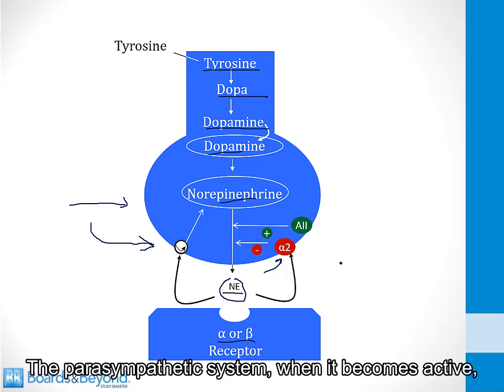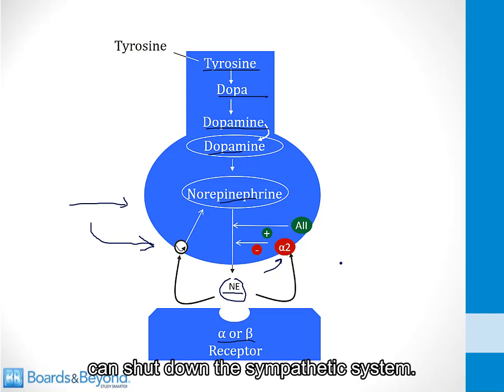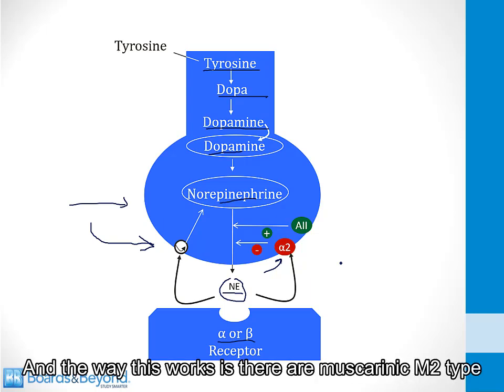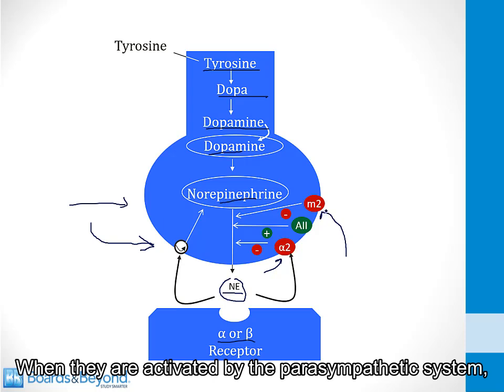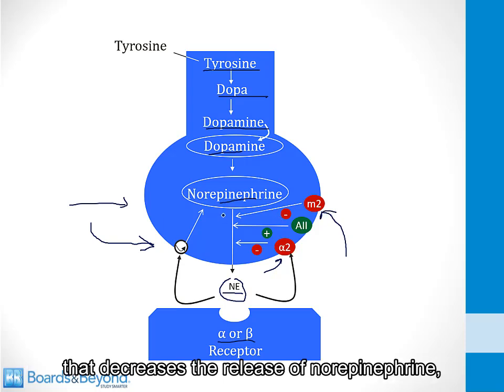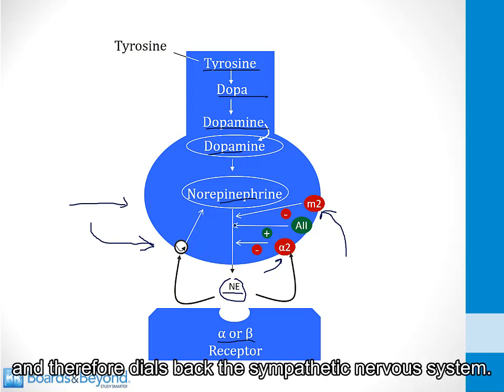The parasympathetic system, when it becomes active, can shut down the sympathetic system. And the way this works is there are muscarinic M2 type cholinergic receptors found on the presynaptic neuron. When they are activated by the parasympathetic system, that decreases the release of norepinephrine and therefore dials back the sympathetic nervous system.